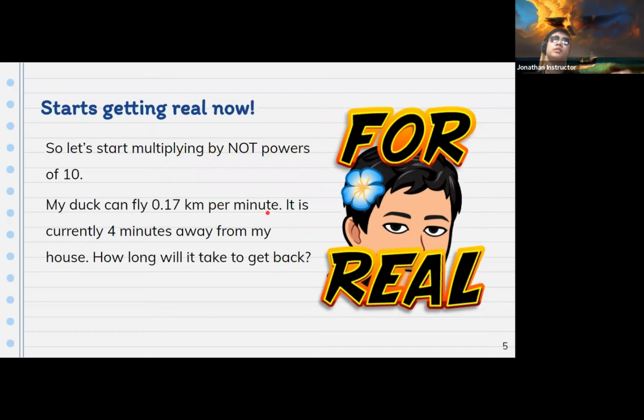How far does it have to fly to get back? Well, what's the distance, not how much time. What is the distance that it must travel at 0.17 kilometers per minute in 4 minutes? So a simple problem. The problem we have set up is 0.17 times 4. Oh, dang, my screen is really lagging today. I'm going to wait for it to load and for you guys to see. Yeah, so this is the problem: 0.17 times 4 is what we're trying to solve.